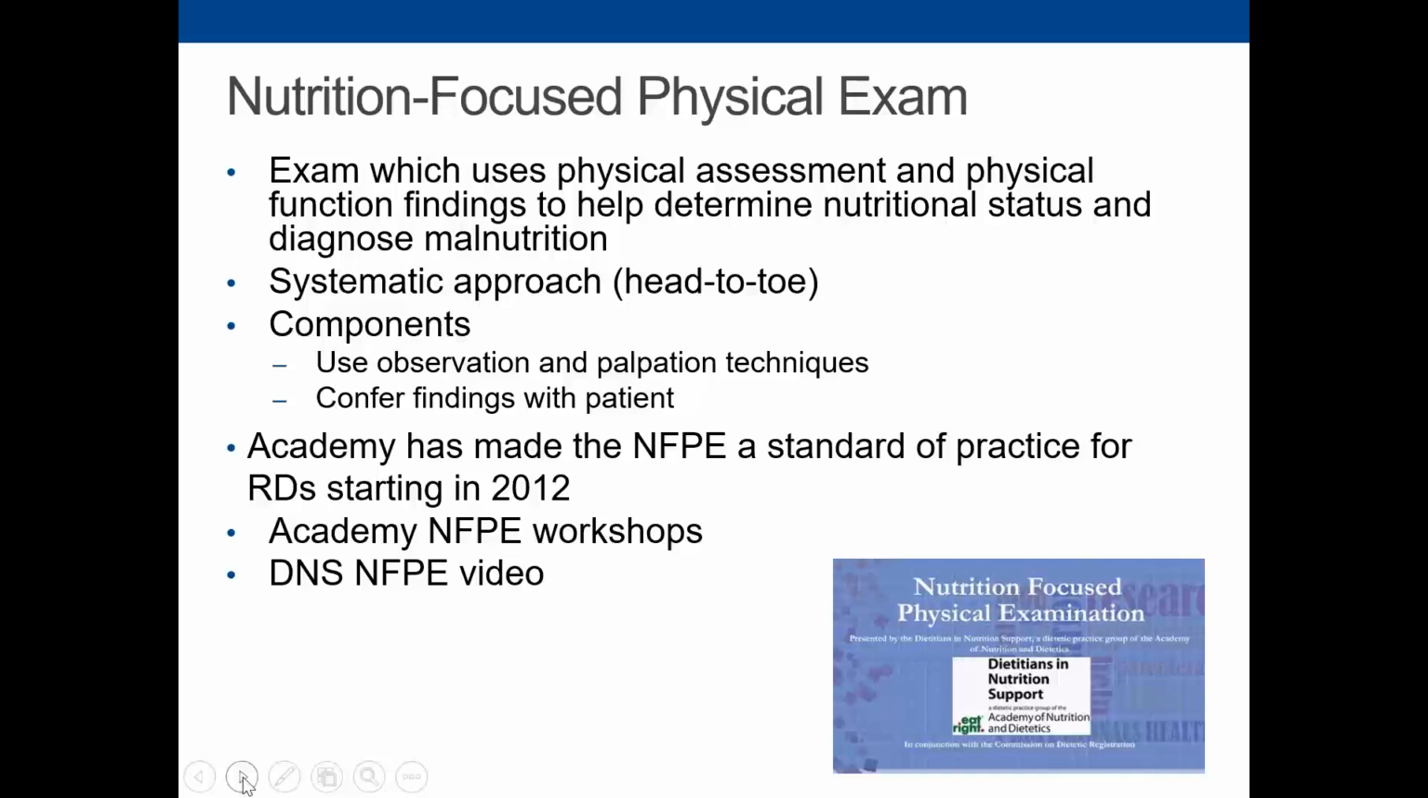This has been made a standard of practice in the RDN competency standards of practice and professional performance. And ASCEND has actually added this in 2017 as a competency for the DPD programs. I'm sure many of you have heard there are lots of training opportunities, including the Academy Nutrition Focused Physical Exam Workshop. There are many throughout the year.